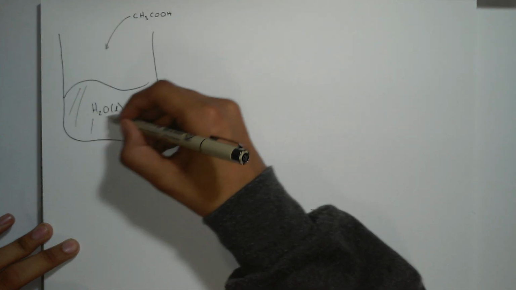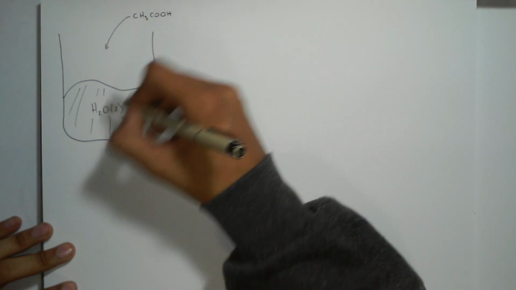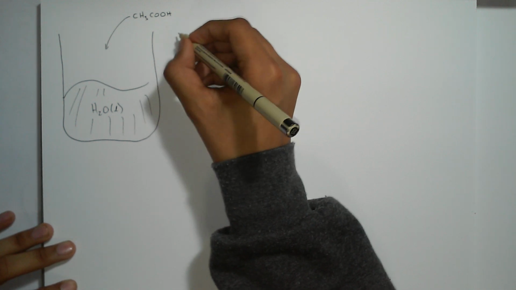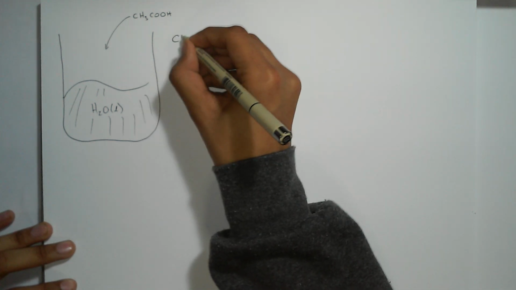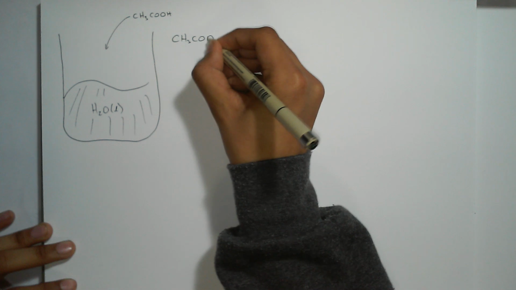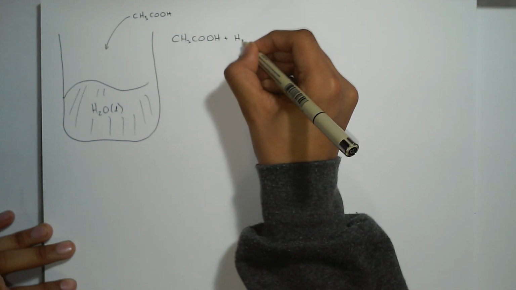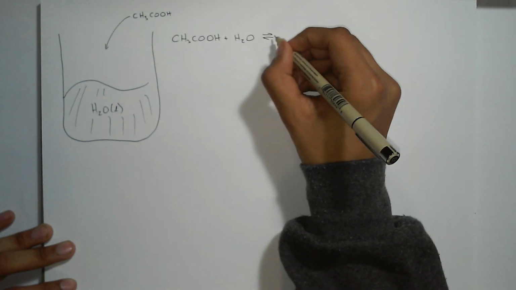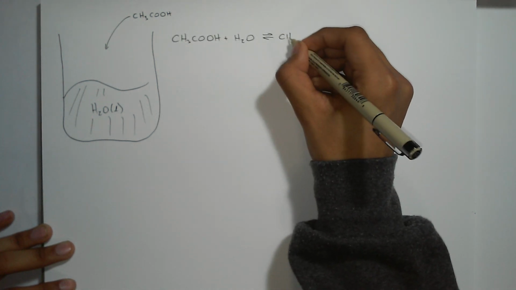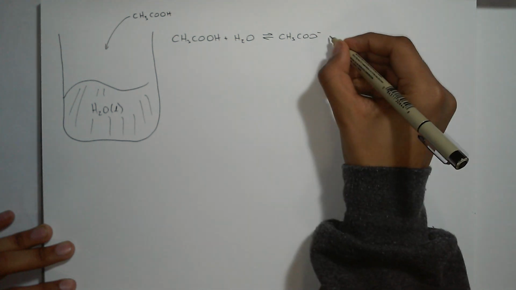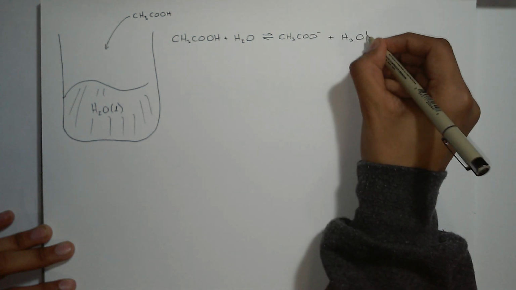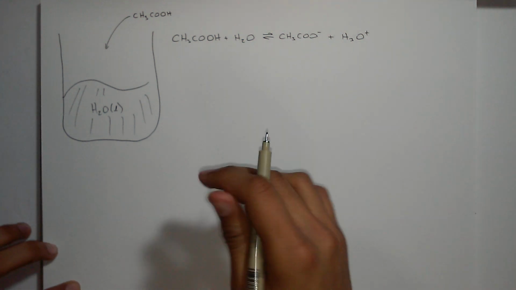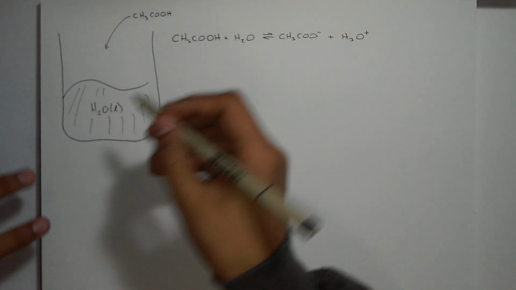So I have this bucket that has just water, and I toss in a weak acid inside. Now we know what happens when a weak acid comes in contact with water. We can write down the following reaction: CH3COOH plus H2O goes into equilibrium, and if this is the acid, we're going to form its conjugate base, which is CH3COO- plus H3O+.